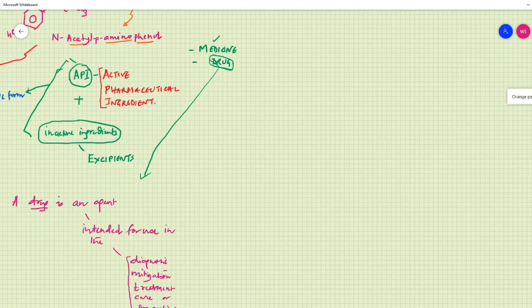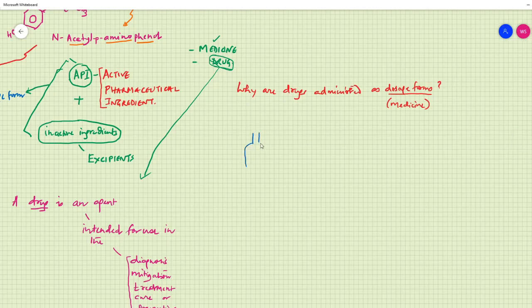Okay, so now let's explore the question, why are drugs administered as dosage forms? Now, dosage forms in common parlance we call medicine. Okay, so why are drugs administered as dosage forms? Okay, let's take an example. Suppose this is a glass jar containing acetaminophen. Okay.